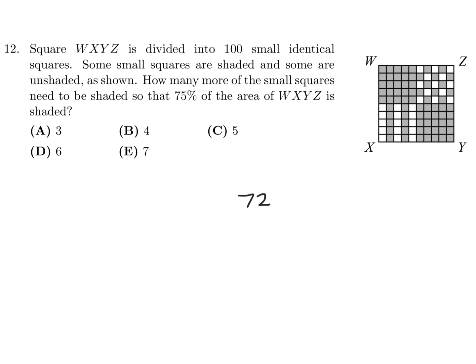Now they want 75% of the area. So 75% of the 100 would be 75. So you want to go from 72 to 75, and you do that by shading 3 more small squares. And therefore, number 12 is A.